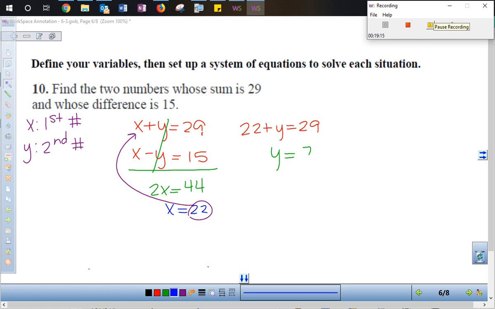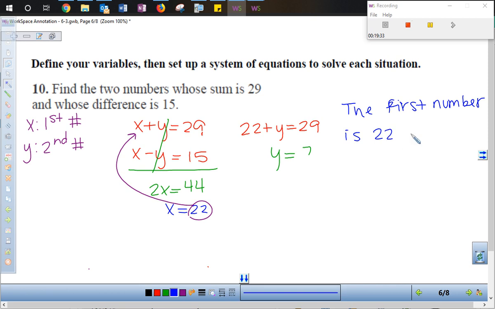So when you solve, you should get x equals 22 and y equals 7. That means for our sentence, we need to describe what those numbers represent. Well, that means that the first number is 22, and the second number is 7.